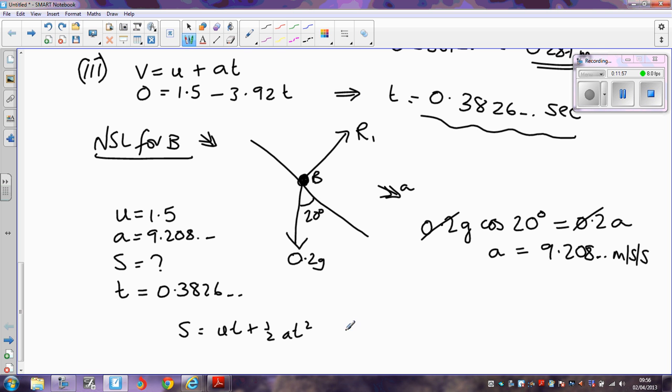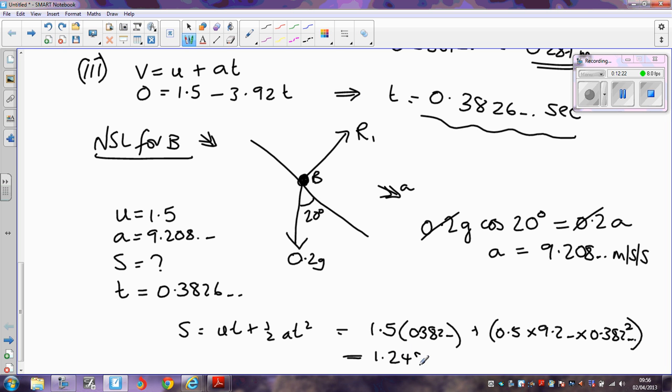Plug everything into that. It helps if you've stored it all in the memory of your calculator. So that's the 1.5 multiplied by the 0.382 plus, and then it's going to be 0.5 times the 9.2 times the 0.382 squared. Don't forget to square that. The distance then comes out as 1.248. In other words, 1.25 meters.